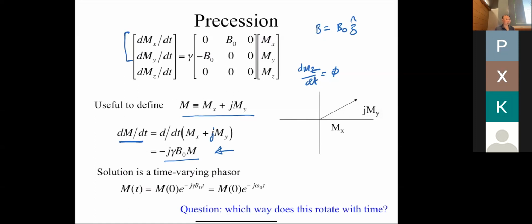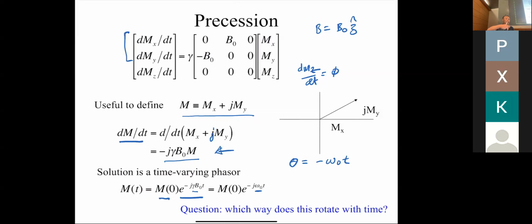It's just an exponential. Okay, so we can say that the solution to that is just some initial condition times e to the minus j gamma B naught t. Okay, you can verify for yourself, if you take the derivative of that exponential, it'll solve the equation. And then we notice that the gamma B naught is just my Larmor frequency, e to the minus j omega naught t. And we notice that this just means that theta equals minus omega naught t, right? So as a function of time, it's going to go like this. It's going to go clockwise.